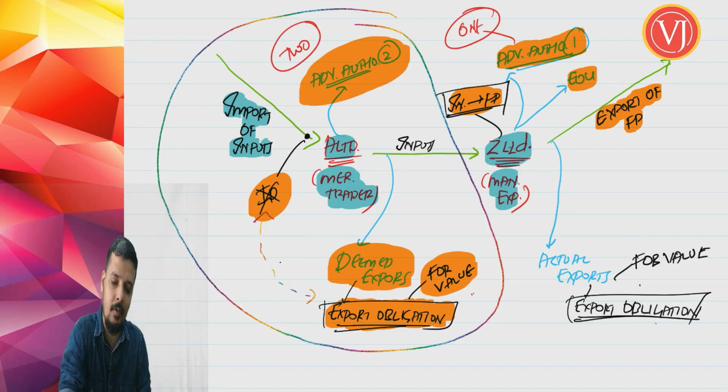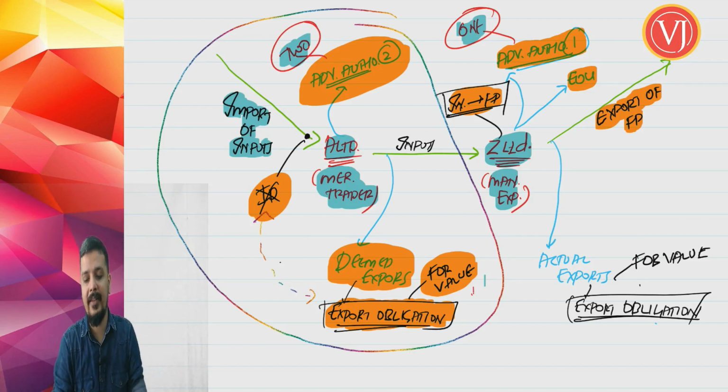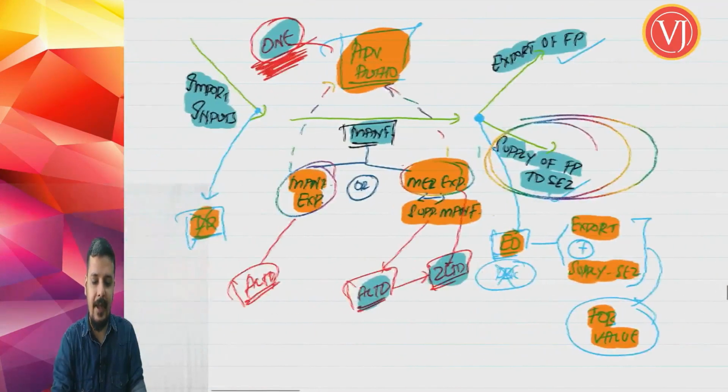So you are talking about two advance authorizations. One with Z Limited, who is the manufacturer exporter, and one with A Limited, who is a merchant trader. He will import the inputs and give it to the output. So that is the first difference. And the second difference is, here finally there will be actual export.